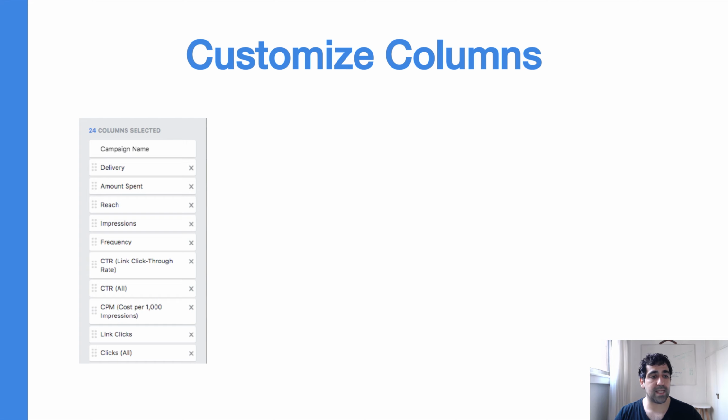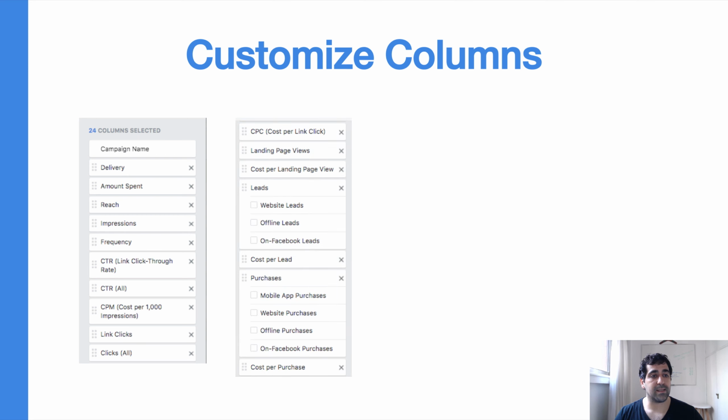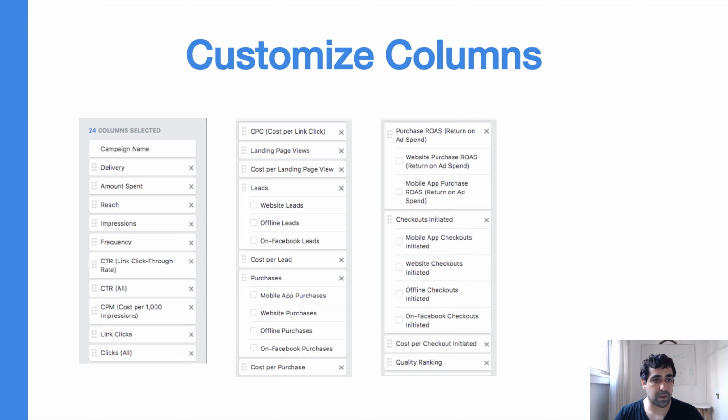The difference is that link clicks are the unique ones, whereas clicks are all the clicks. Then you have CPC, cost per link click, landing page views, and cost per landing page view. Then I have leads, cost per lead, purchases, cost per purchase. Then I use purchase ROAS, which basically gives me the return on ad spend if I'm selling a product.